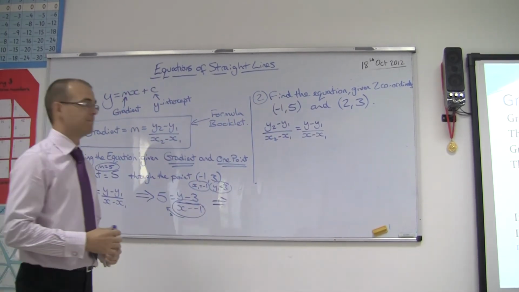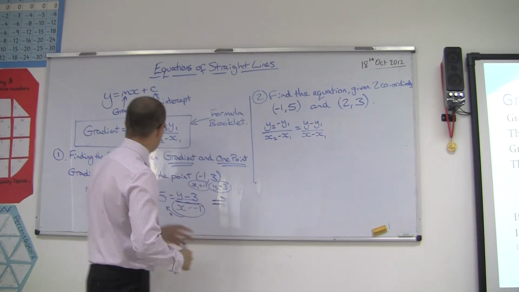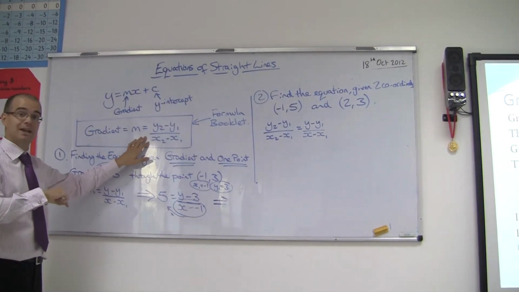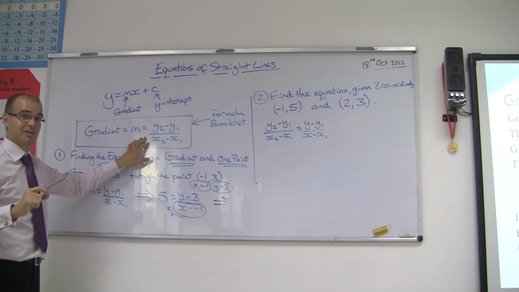If we've got two coordinates, why aren't we just using the first formula? This one here? Yeah, can do. I'll show you that way in a second. It's just a bit more long-winded.